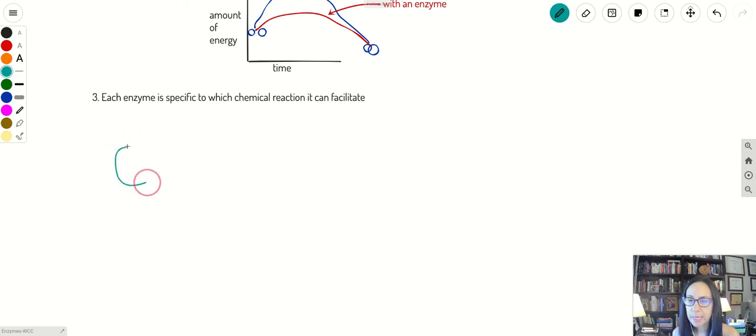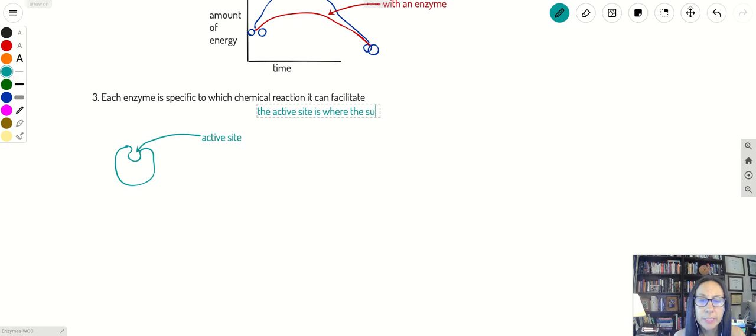But here is an enzyme and it's this large protein. Made up of amino acids. And you can see that there's like this little hole here. This little hole is called an active site. And the active site of an enzyme is where we put what is called a substrate. Okay, so I'm going to write that down here. Active site is where the substrate binds.